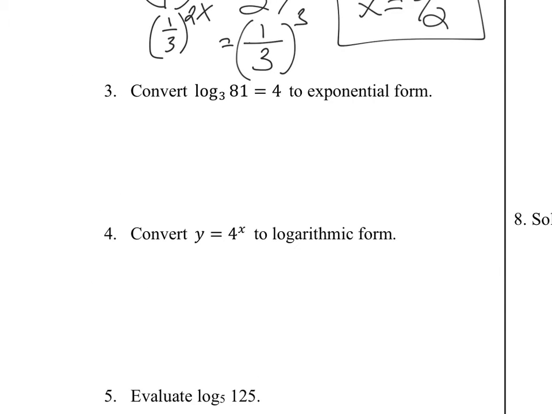Okay, convert log base 3 of 81 equals 4 to exponential formula. That's easy to do. Simply convert using the definition. So it's the base to the outie equals the innie. 3 to the outie equals the innie. Done.